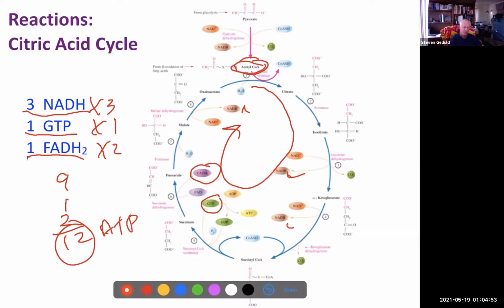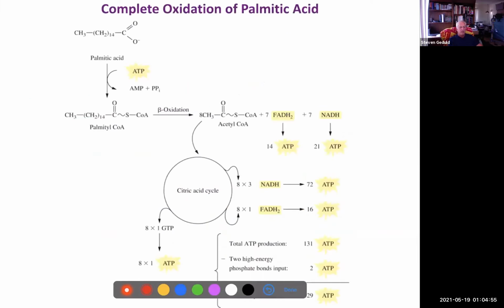Cool. All right. So let's do palmitic acid. Palmitic acid, this is from palmitic acid. Okay. So if you look at the formula, how many carbon atoms does palmitic acid have? It's CH3, 14 CH2 groups, and then a carboxyl group. So we've got 16 carbon atoms.